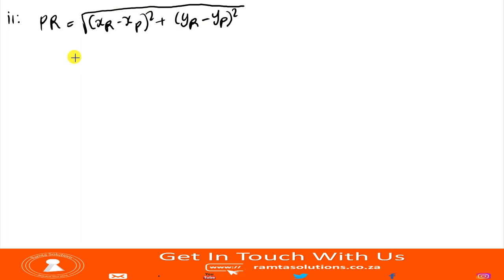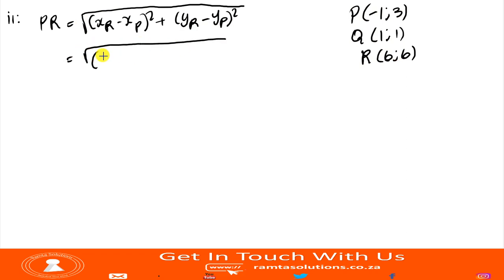You guys have a calculator, so I won't really need to stress much. Okay, let me remind myself. P was (-1, 3), and then Q was (1, 1), and then R was (6, 6). So this is the square root of, what is x of R? It is 6, x of P is -1, all right? Plus, what is y of R? Y of R is 6. What is y of P? Y of P is 3, right?